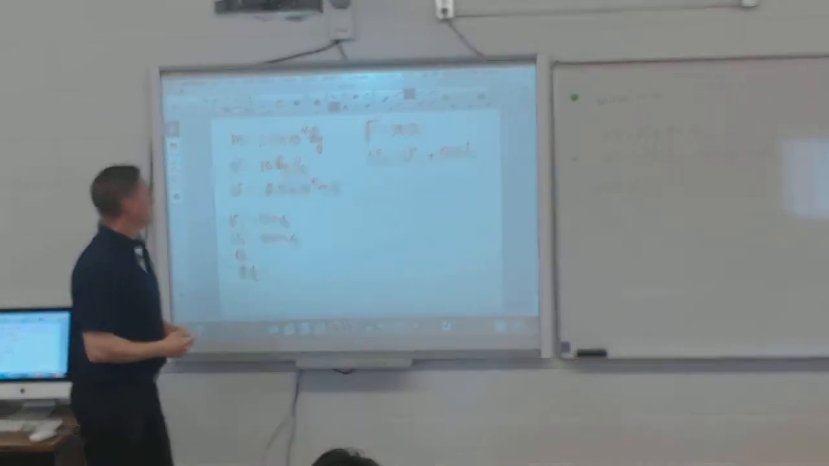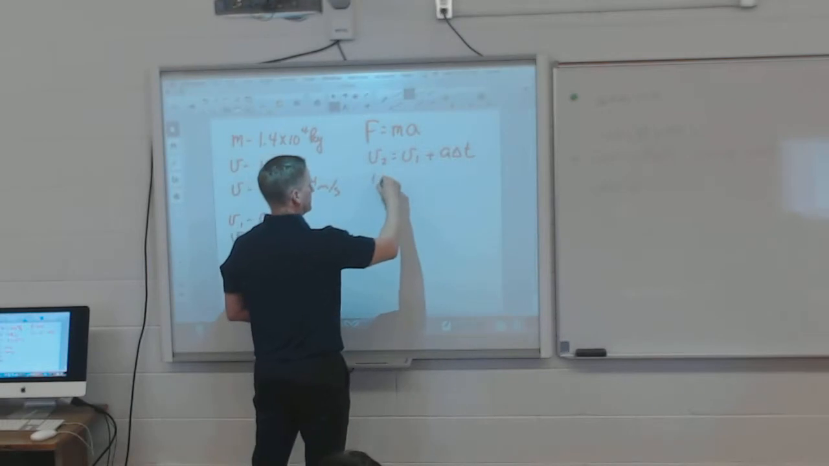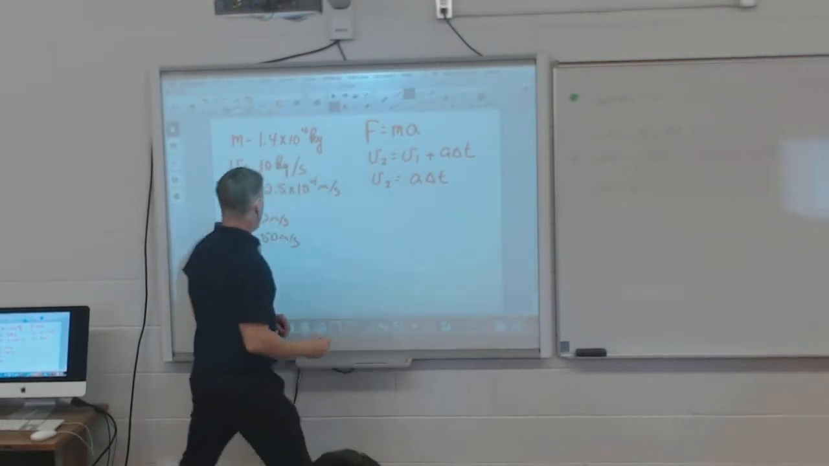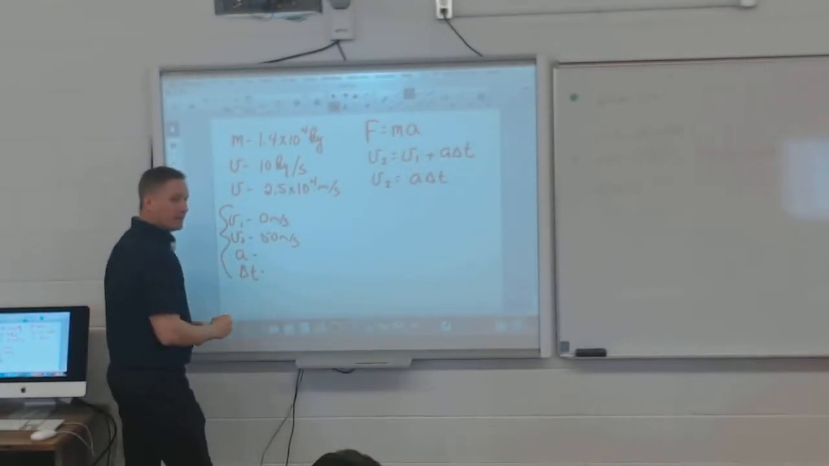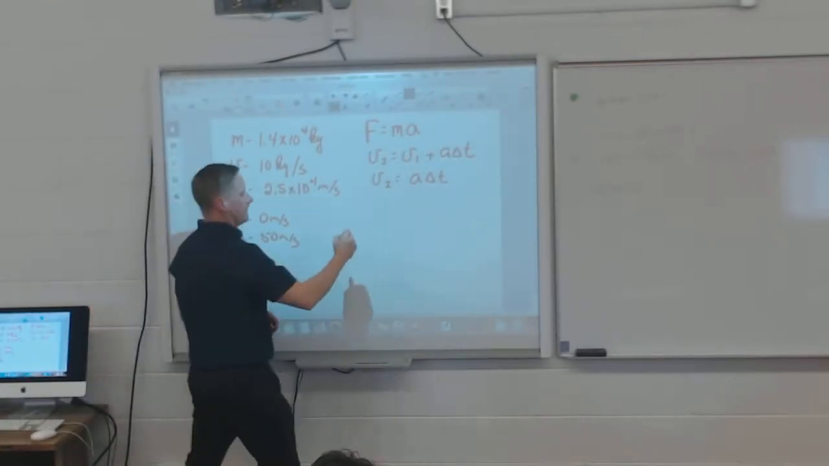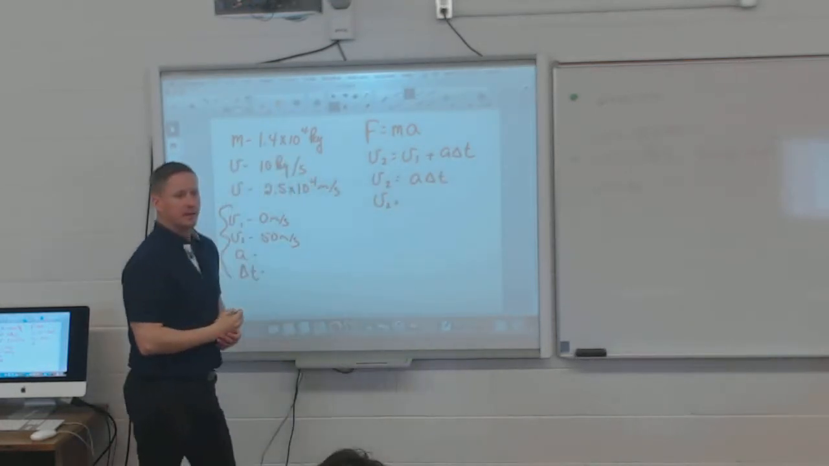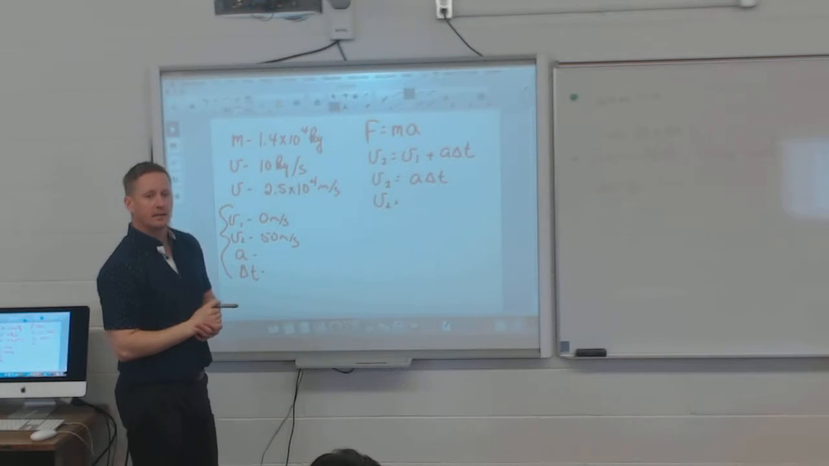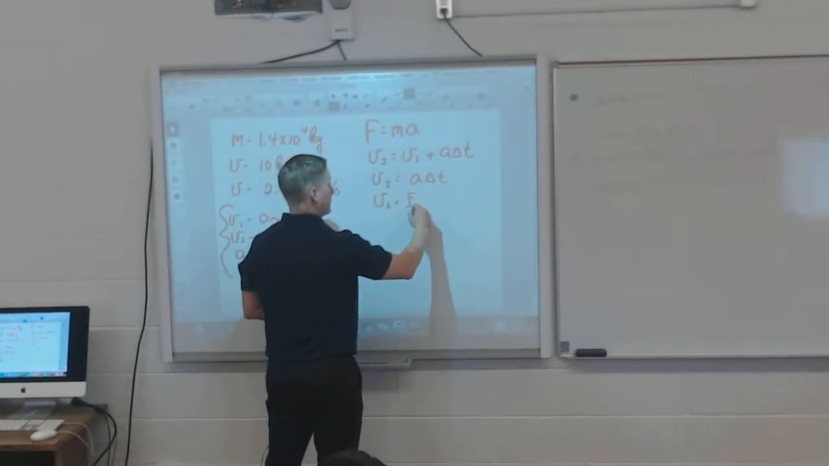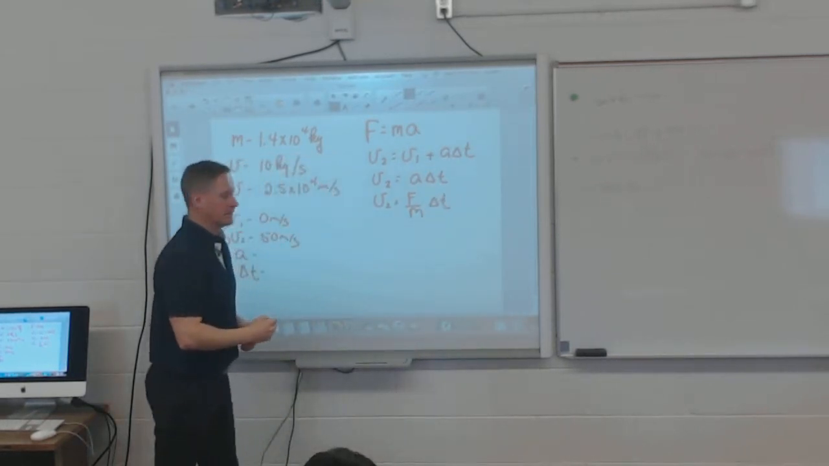Yeah, and then... Okay, so, but V1 is 0, right? Yes. So then V2 is equal to A times delta T. So I'm working with this right here, so far. Okay? V2 then is equal to, what can I use instead of A, because I don't know A? Force over mass. My force over my mass.